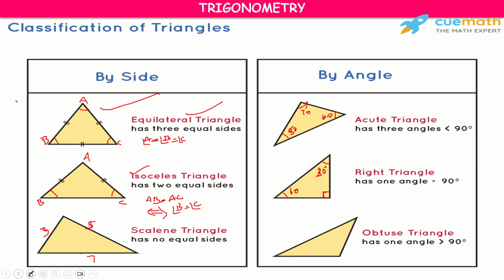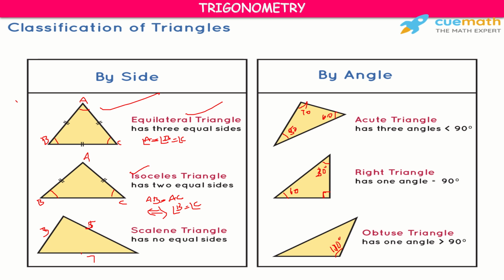And coming to an obtuse angle triangle, if one of the angles is greater than 90 degrees, suppose this is 110 degrees. All three angles cannot be greater than 90 because the sum of angles must become 180 degrees. Any type of triangle must satisfy the angle sum property. What is the angle sum property? Sum of three angles equal to 180 degrees. That is nothing but the angle sum property.